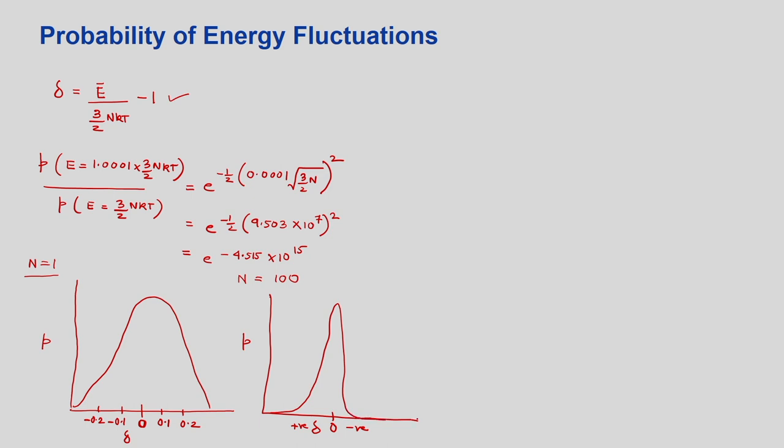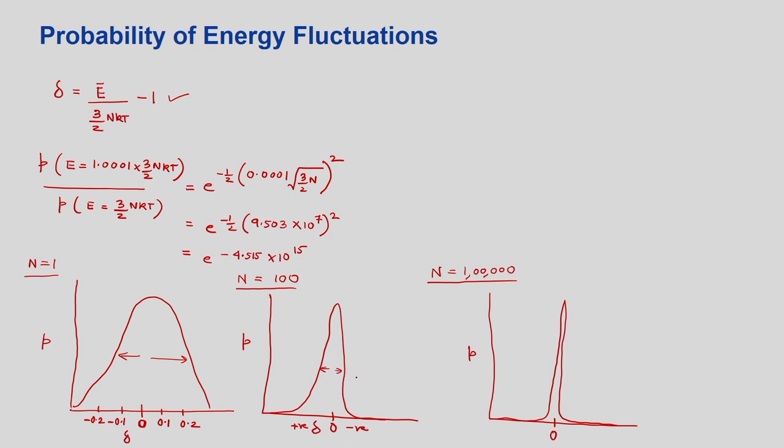Okay. Now, if you take n equal to 100, and if I take, let us say, n equal to 1 lakh, for example, your probability distribution values will be centered mostly around this 0 axis. So, this probability, if I draw it, will be something like a straight line. So, the distribution gets narrower and narrower as you increase the number of particles or atoms. You start from n equal to 1, the width is the maximum here, then n equal to 100, the width decreases, and as n goes to 1 lakh, the width is almost negligible.